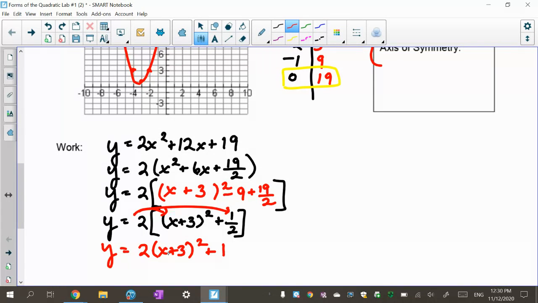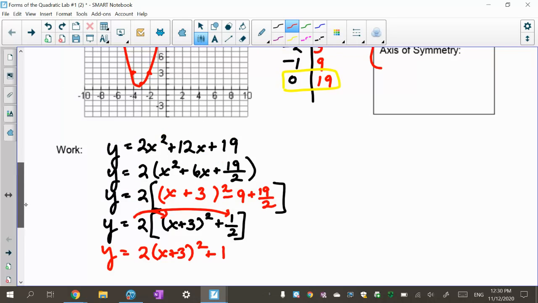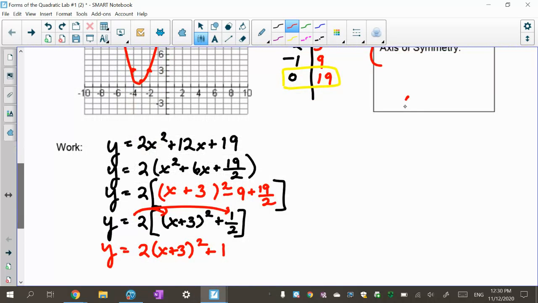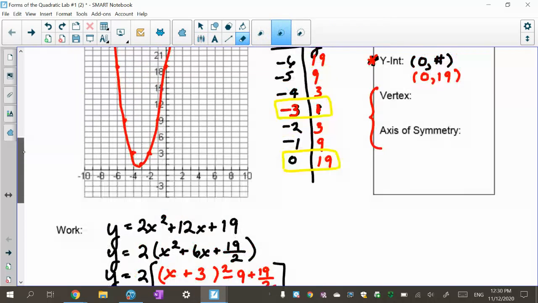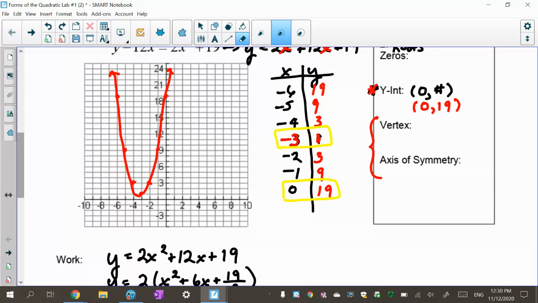And I'm very happy because that shows me my vertex. Remember, it's always opposite. It's negative 3, 1. So I can actually come up here and say, yes, it is negative... Whoops, let me erase that. So I can actually say it's negative 3, 1. I don't do that until I make sure I got my algebra all done. So it's negative 3, 1.